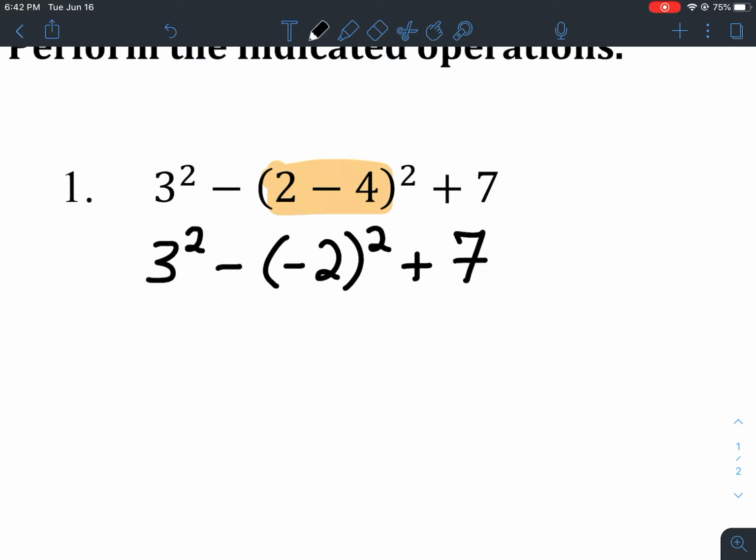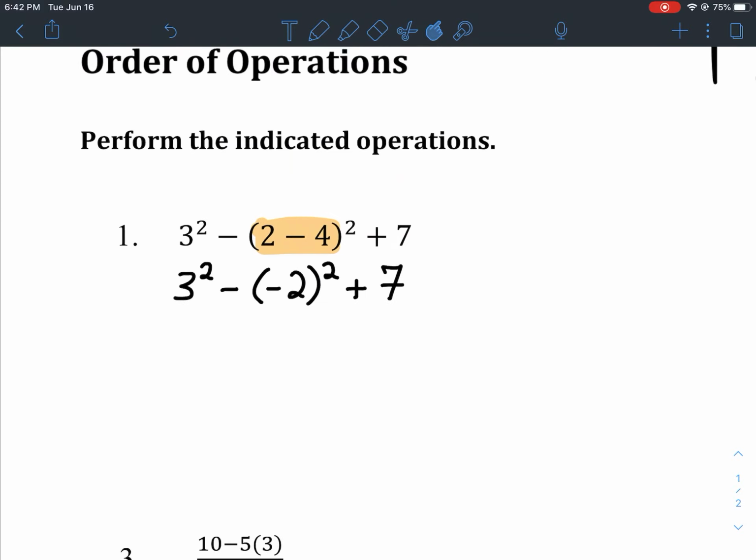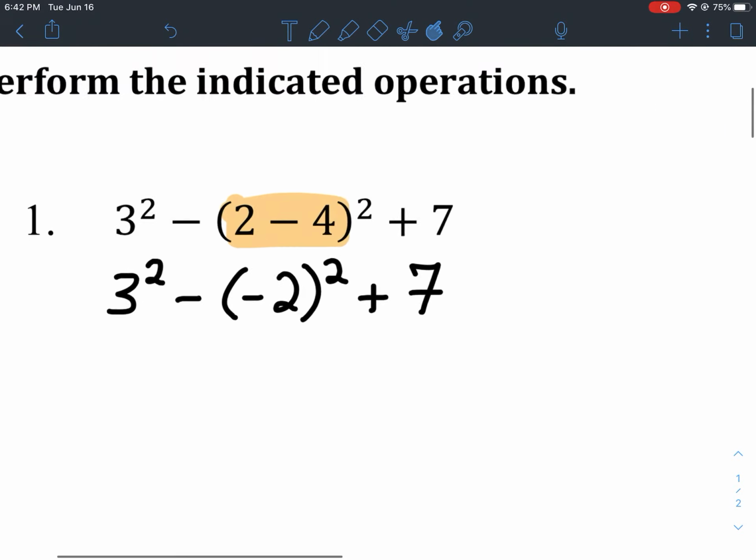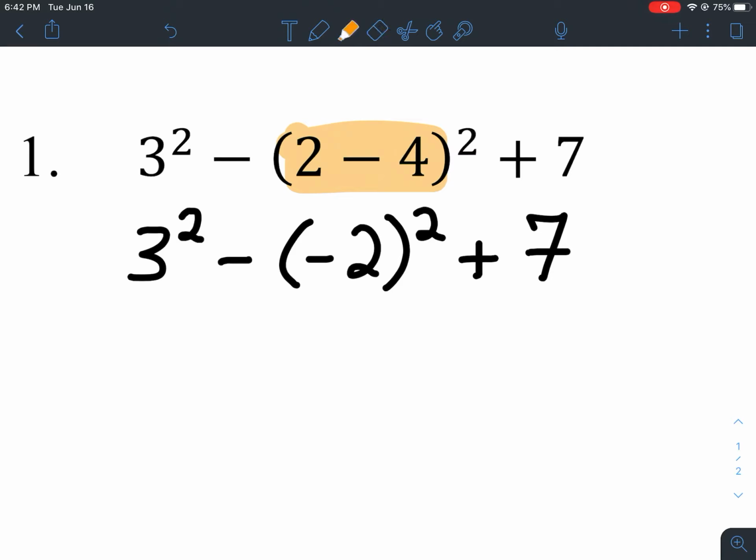Okay, so our next step here is to see, do we have any exponents? And we see that we do. We have 2 exponents. We have 3 squared, and we also have negative 2 squared. So 3 squared we know is 9, because squaring something means you multiply it by itself. So 3 times 3 is 9. We keep our subtraction sign there. And then we have negative 2 squared, which means negative 2 times negative 2, which is positive 4. A negative times a negative is a positive. And then we just bring down our plus 7.